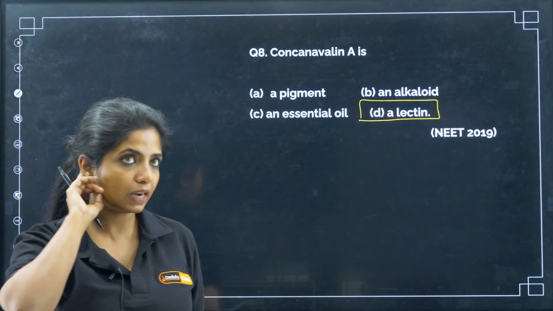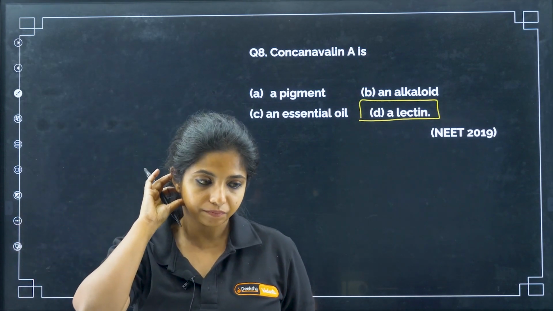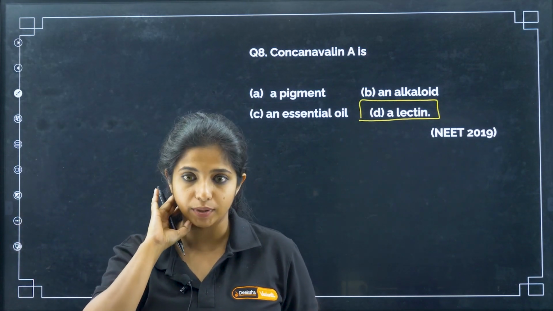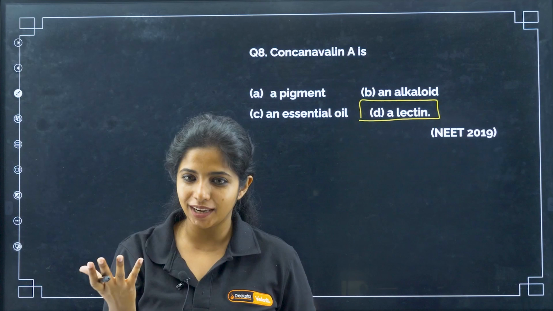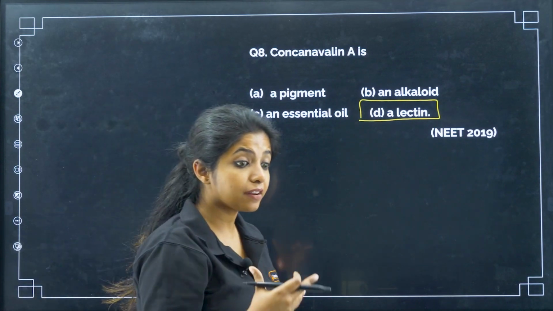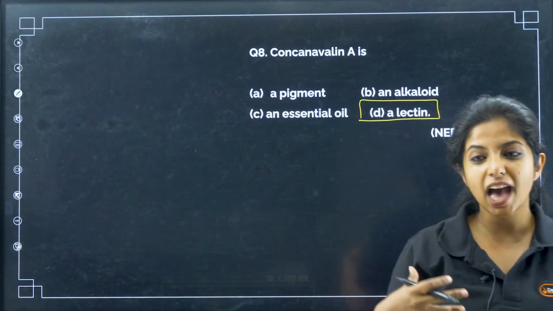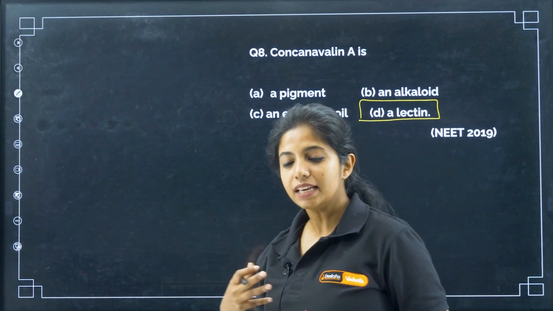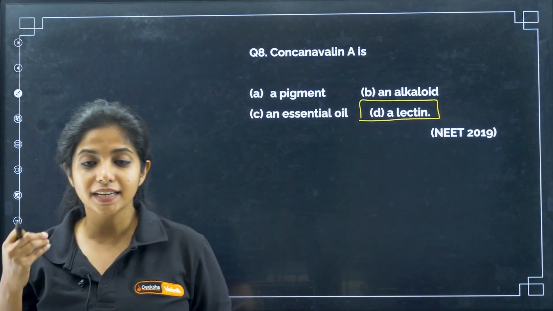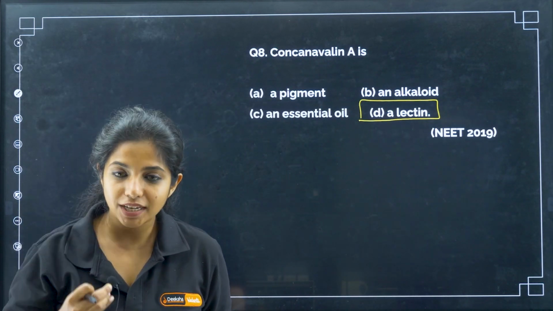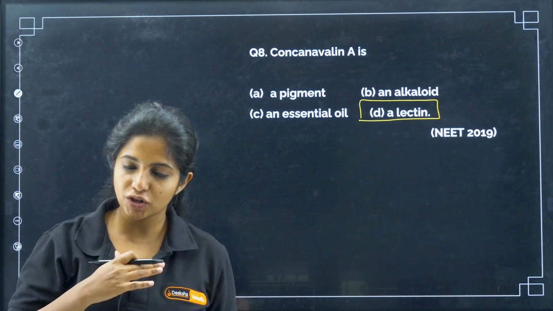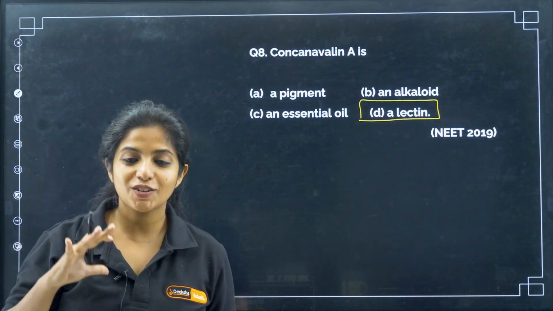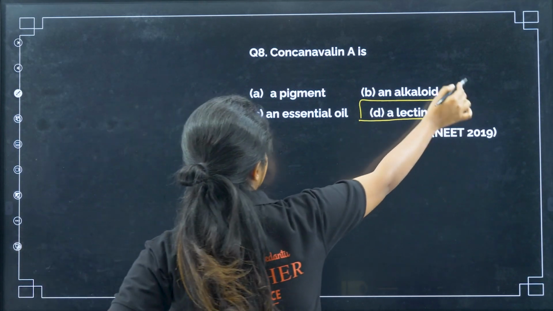A lectin is something that has carbohydrate attached to it. It's a type of protein where basically it has a carbohydrate attached to it. So concanavalin A is a lectin and it is a secondary metabolite. It's not a pigment, it's not an essential oil, it's not an alkaloid, it is just a lectin.